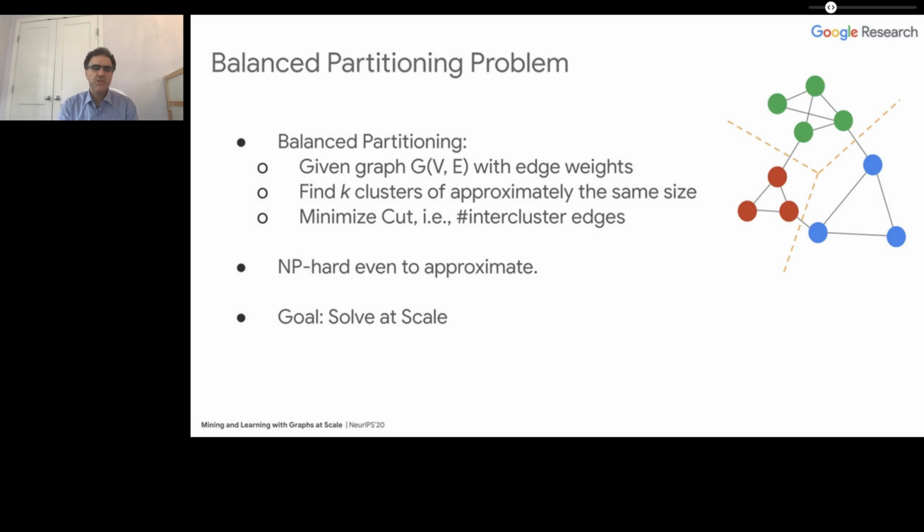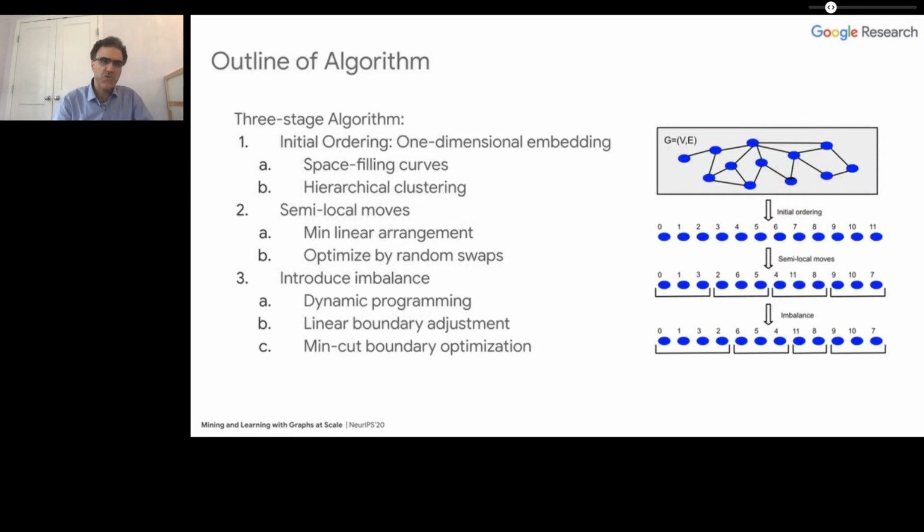The best approximation algorithms for it are based on linear programming or semi-definite programming, and they are not useful in practice for very large graphs. Our goal is to solve them at scale for graphs with billions of edges, and for that reason, we developed a three-stage heuristic to solve this problem.